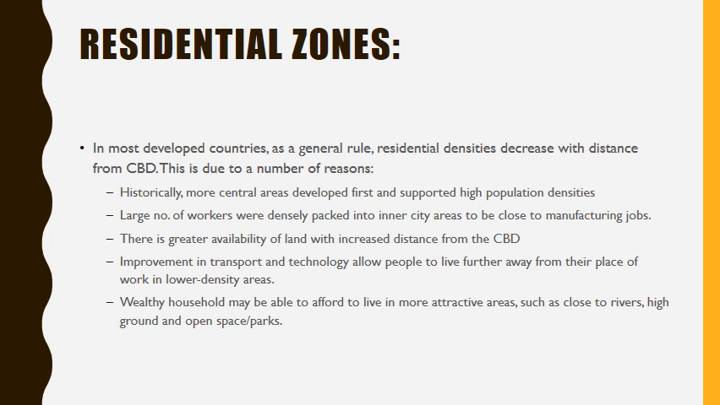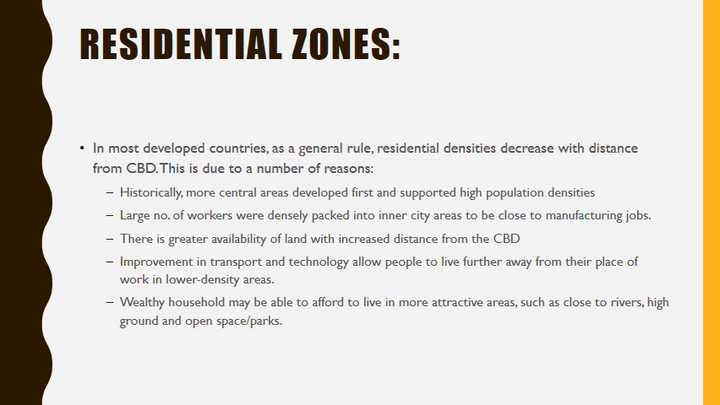Residential zones. In most developed countries, as a general rule, residential densities decrease with distance from the CBD. This is due to a number of reasons. Historically, more central areas develop first and support high population densities. A large number of workers were densely packed into inner areas to be close to manufacturing jobs. There is greater availability of land with increased distance from the CBD. Improvement in transport and technology allow people to live further away from their place of work in lower density areas.